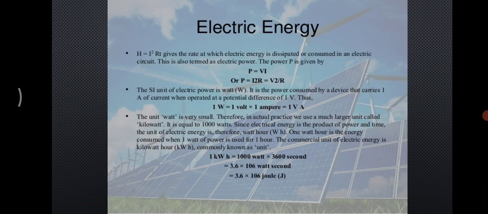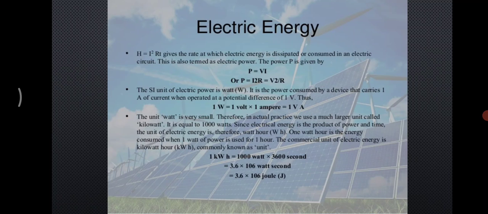Let us go for the last bit, that is electric energy. We have found that heat equals I squared R T, which gives the rate at which electric energy is dissipated, consumed by an electric current. We have just stated it. What is power? Electrical power is the rate of consumption of energy, the rate at which energy is being consumed. So power is the rate of consumption of energy.